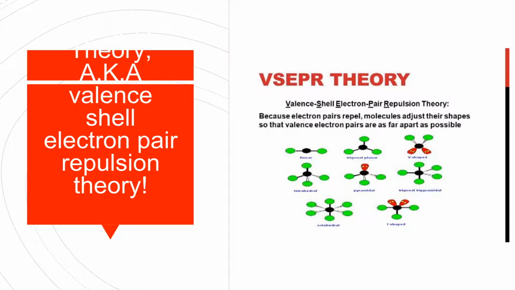So what is the VSEPR theory, aka the valence shell electron pair repulsion theory? The theory states that because electrons repel, molecules will adjust their shapes so that the valence pairs are as far apart as possible, resulting in different shapes of molecules.